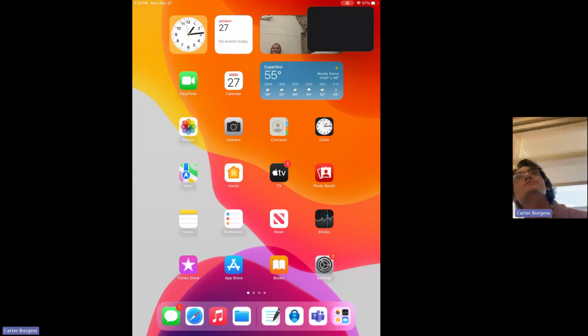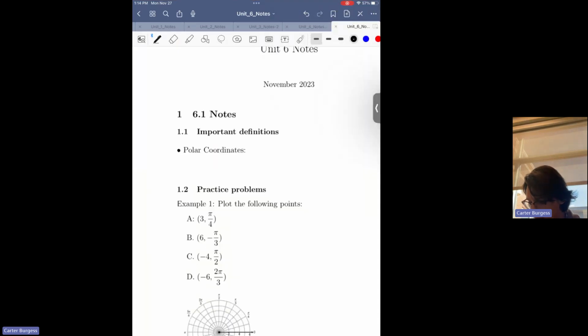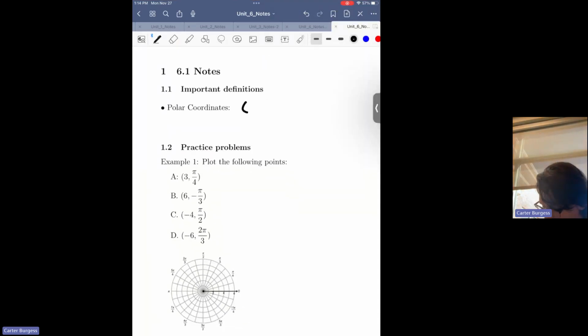So polar coordinates, rather than thinking about our standard rectangular X and Y, we are instead reframing this in terms of R comma theta, where we can think of R, very loosely, as the distance from the center, just like our standard radius, and we can think of theta as the angle of rotation.